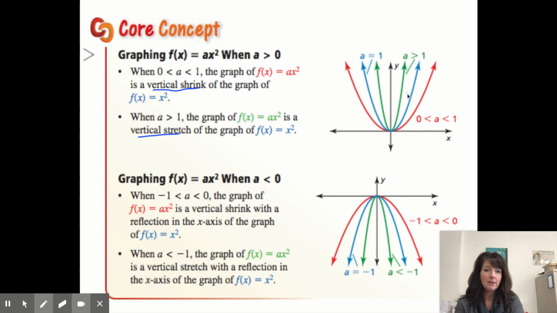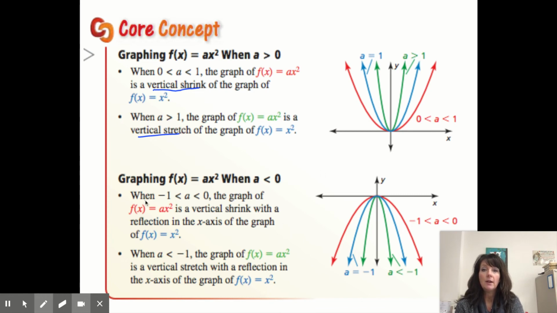I always compare these to the dilation, because this is a transformation that we do. So when you have a scale factor greater than 1, it's like an enlargement. So in this case, enlarging it is like pulling it up vertically. Shrinking it is like pulling it down closer to the x-axis.